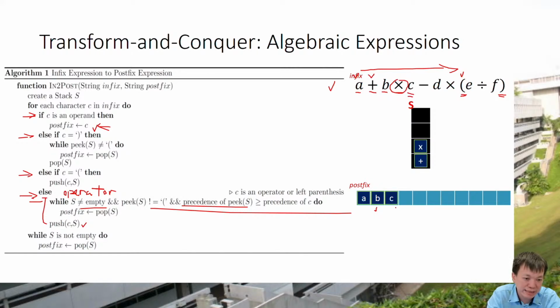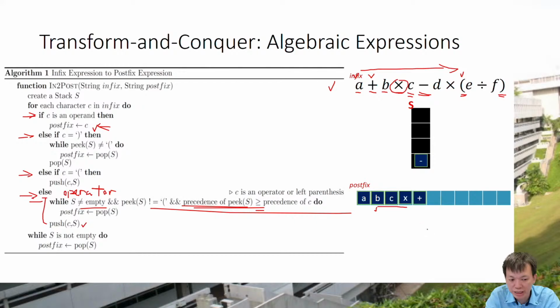You can see that in the next step, when I encounter a subtraction, minus, I will pop out, because multiplication has higher order. So I pop the multiplication out. When I pop the multiplication out, it implies that B, C multiplication will be done first. Then for equal precedence, because of left to right order, plus will be done first before the minus.